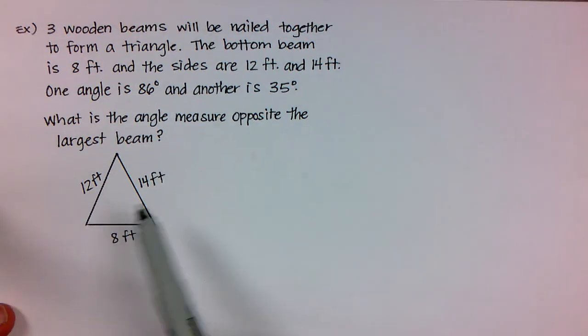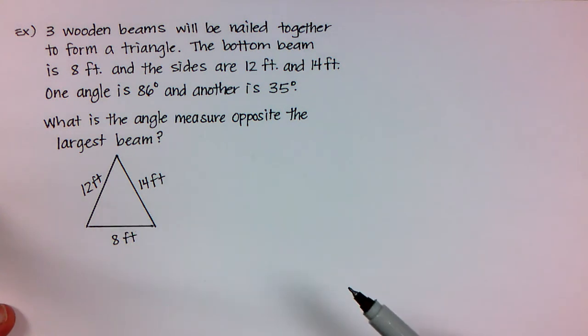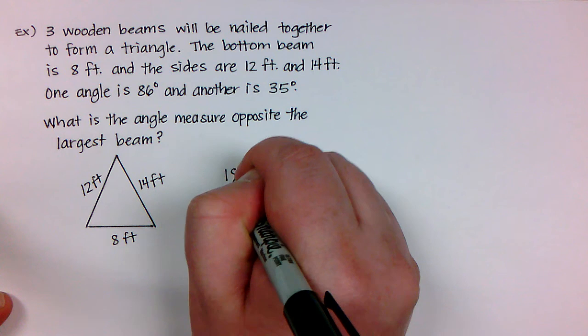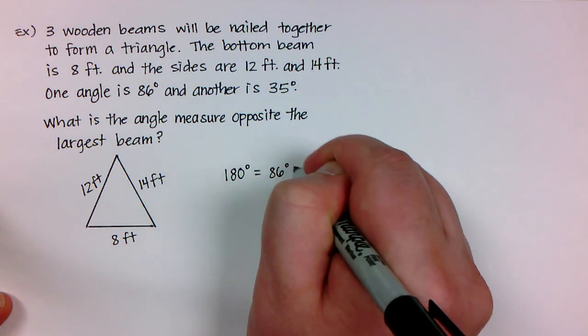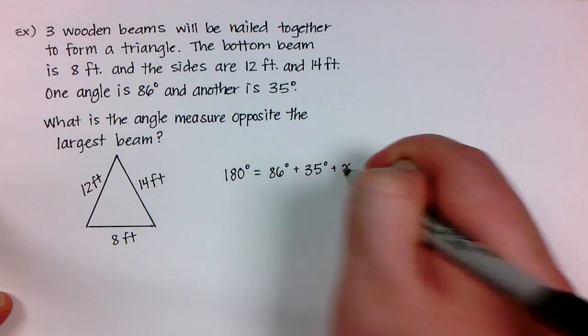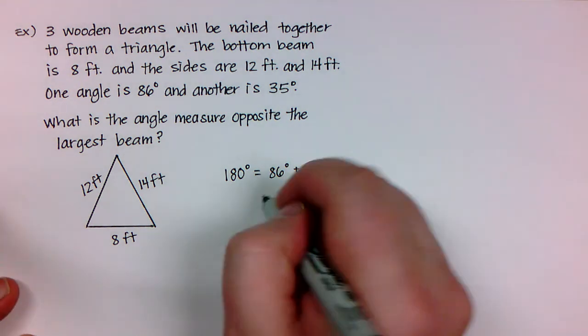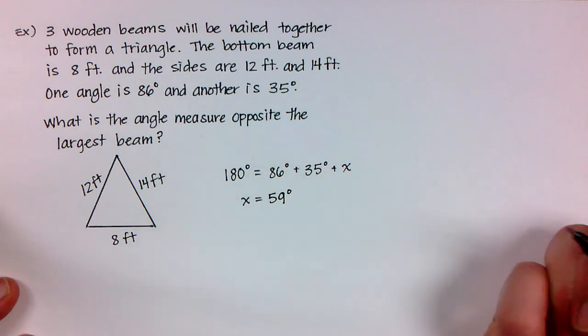I'm also told that one of these angles inside is 86 degrees and another is 35 degrees. I don't know what the third angle is, though, that must be necessary to complete this triangle. But I do know that they all add up to 180 degrees. So if I have 86 degrees plus 35 degrees plus some missing angle, I'm going to be able to find that that missing angle is 59 degrees.